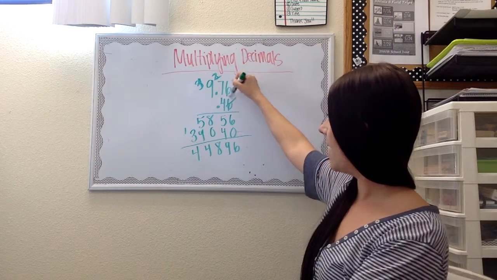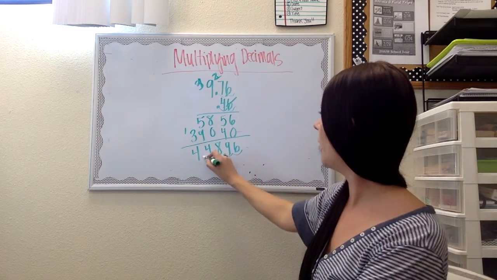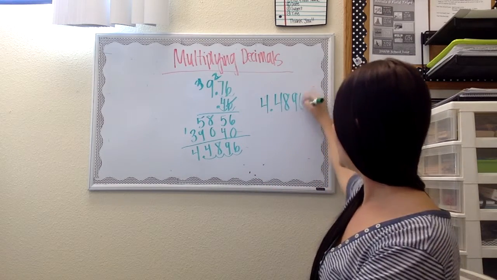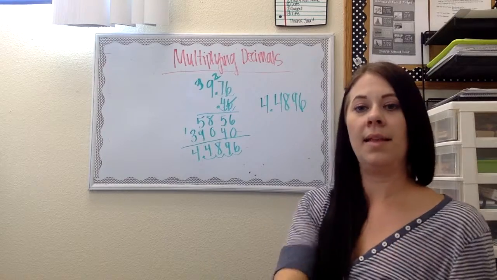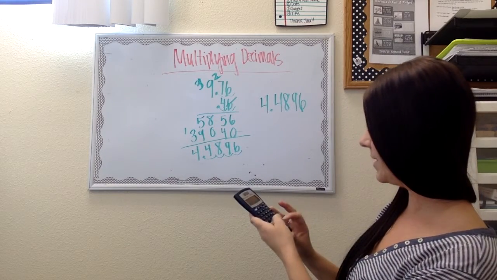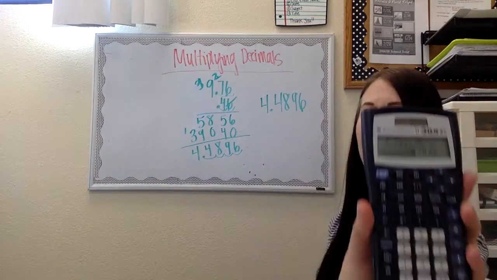And in this case, I have 1, 2, 3, 4 decimal places. So 4.4896. Let's check ourselves. 9.76 times 0.46 equals 4.4896.